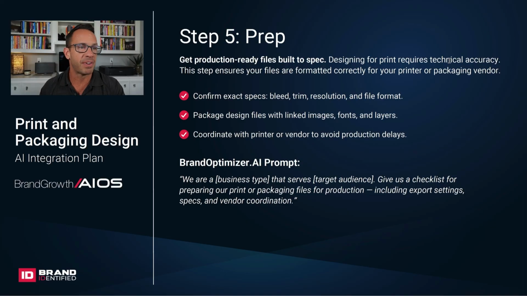Moving on to step number 5, and that is prep. Get production-ready files built to spec. Designing for print requires technical accuracy. This step ensures that your files are formatted correctly for your printer or packaging vendor. So confirm the exact specs. That is your bleeds, your trim, your resolution, and the file format. Package design files with linked images, fonts, and all the layers, and then coordinate with your printer or your vendor to avoid production delays.